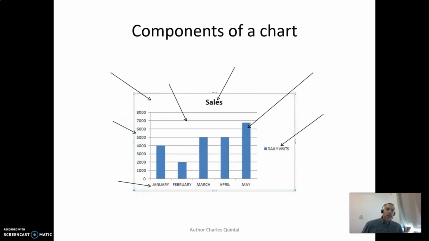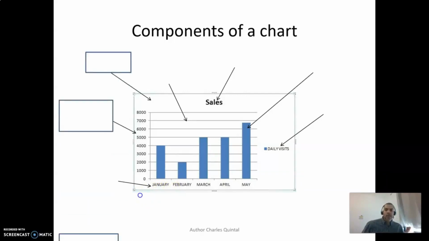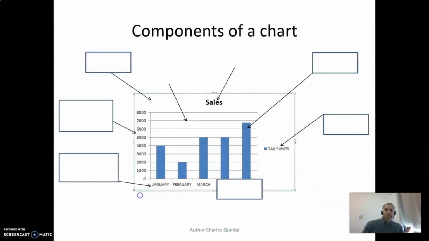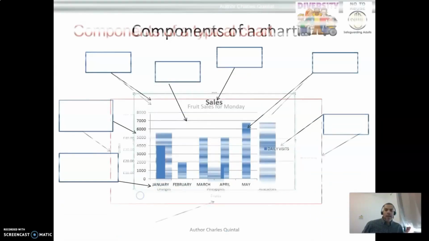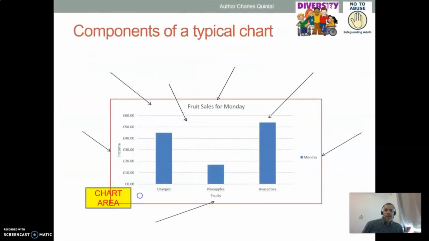Okay, now we're going to quickly look at the types of the chart, and this is all the theory, so please make notes. We're going to create some charts in a second. So looking at the components of your chart, you have these labels here, and we can go in and have a look at them.